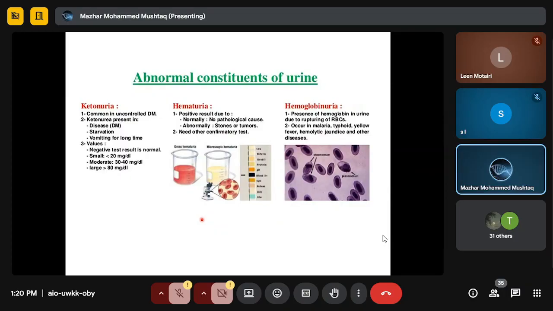Both of them can be separately seen, and they can be measured with the dipstick. So that is why they are mentioned separately. Hematuria is when the whole blood, including the WBC, RBC, and everything, is coming into the urine. That is called hematuria. Hemoglobinuria is only the hemoglobin because of the ruptured red blood cells.